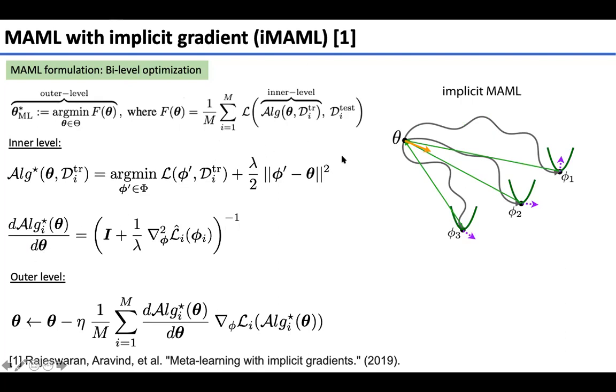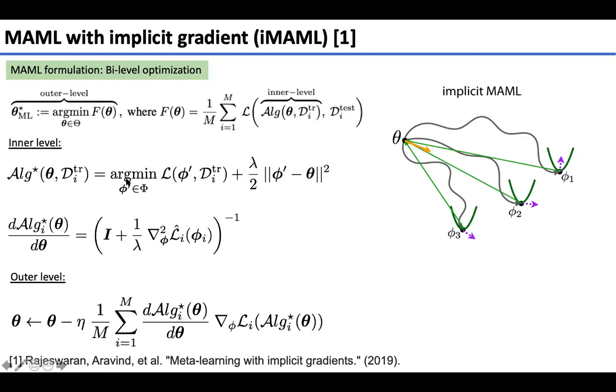The first is to introduce a regularization term in the local problem. So when we are finding the local model of task i, we are solving this problem. We introduce this regularization term, which has an explicit relation between the current phi and theta, and we solve this problem to the end. That's why we say alg star here: every time we solve this problem to the end to find its optimal solution.